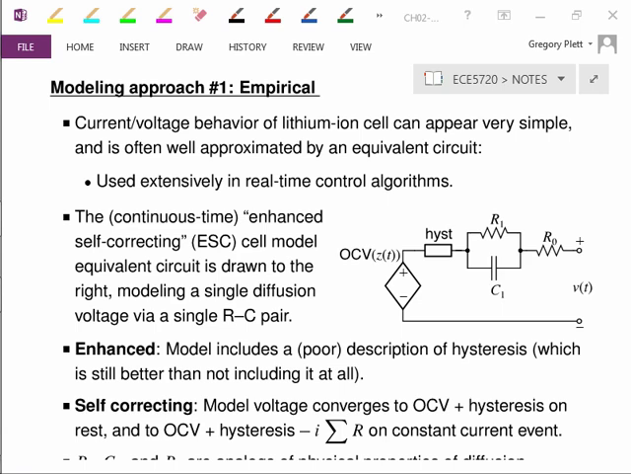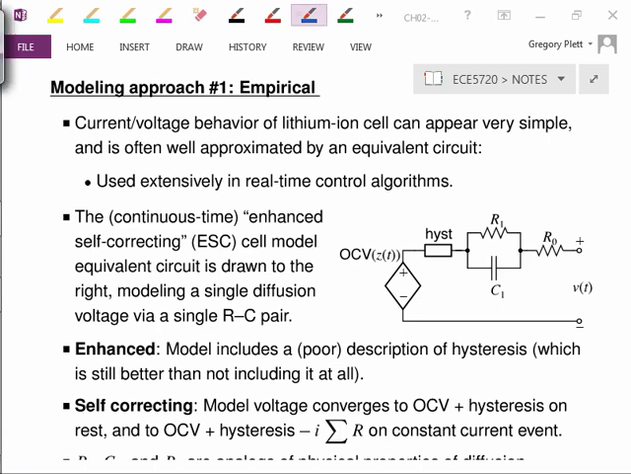Last course we looked at something called the enhanced self-correcting cell model. And that's just a name that I gave to it when I was developing it many years ago. But it's very similar to equivalent circuit models used by a lot of researchers and a lot of literature. This is just the name that I use. The model is drawn in the diagram to the right.